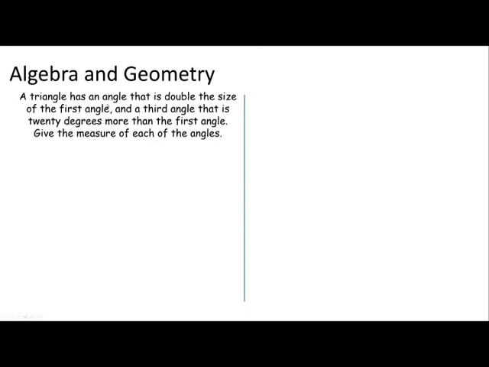It says a triangle has an angle that's double the size of the first angle and a third angle that is 20 degrees more than the first angle. Give the measure of each of the angles. So I'm going to define this with a picture. My first angle is always x.